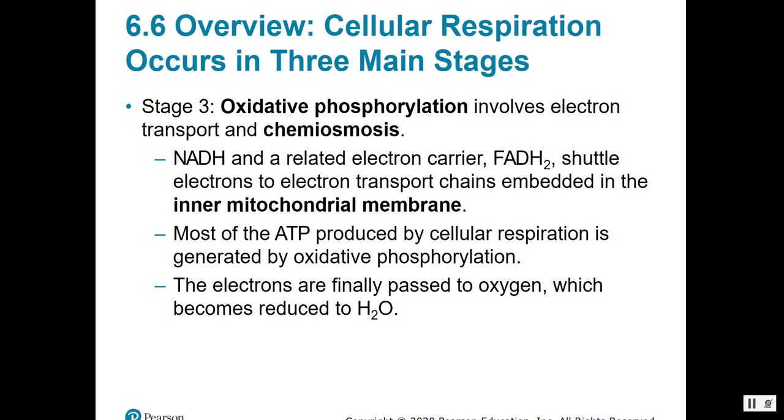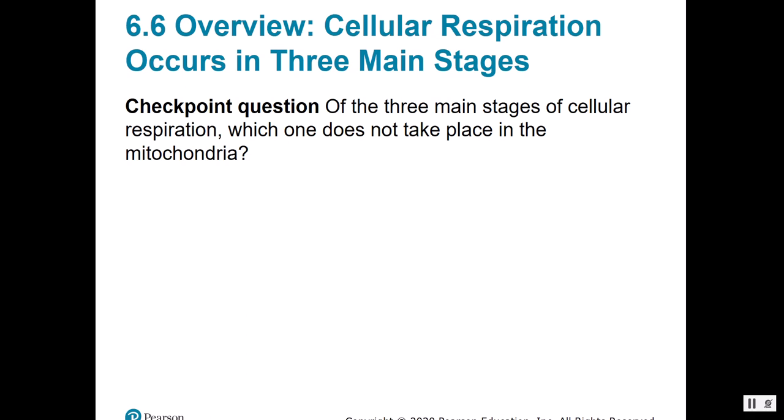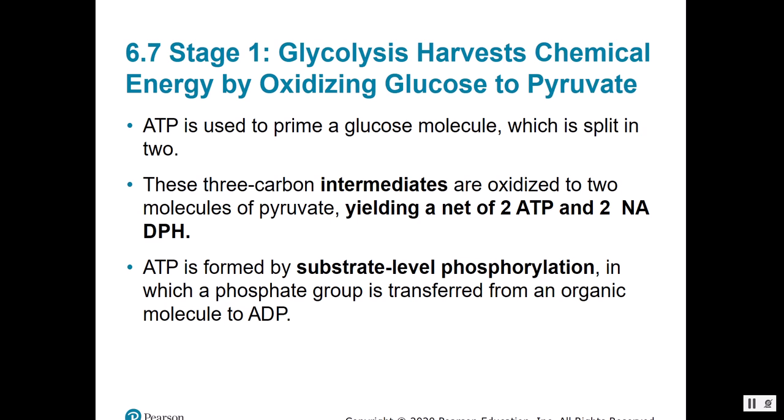Most of the ATP, as I told you a minute ago, made in cell respiration is generated at this stage. The electrons are passed down the electron transport chain. They finally come to oxygen, which is reduced. That means it gains a hydrogen electron, and of course we end up with water at the very end. So of the 3 main stages of respiration, which one does not take place in the mitochondria? You should know, of course, that would be glycolysis. It's the only one that's not taking place in the mitochondria.